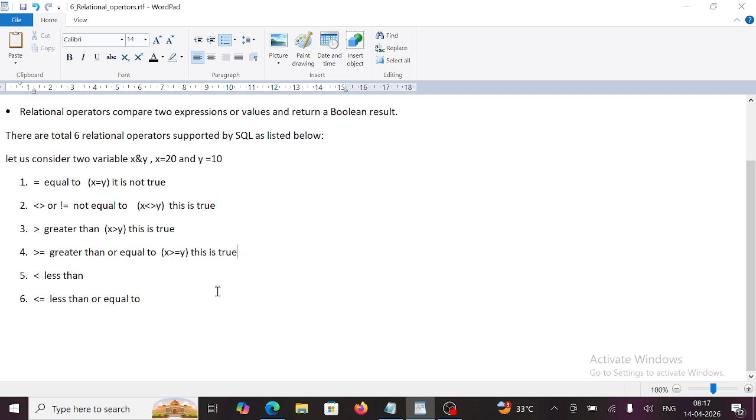The next is less than. I'm going to write x is less than y. Our x is 20. Is 20 less than 10? Is it true? No, so it will return false. And again we have one more, where x is less than or equal to y. Here, is 20 less than or equal to 10? No, so this is not true.